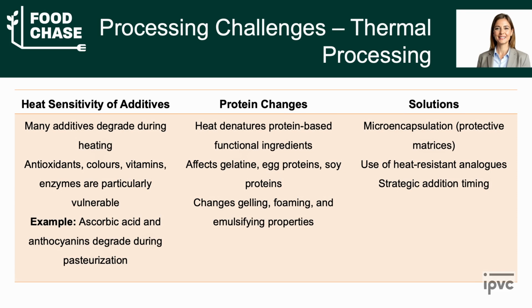Thermal processing, heating, pasteurization, sterilization is essential for safety, but it's tough on additives. Ascorbic acid, that valuable antioxidant, degrades rapidly during canning. Natural colorants like anthocyanins fade. Protein-based functional ingredients are equally vulnerable. When you heat milk products, the proteins denature, changing their ability to foam, gel, or emulsify. In bakery products, egg proteins behave differently after baking.